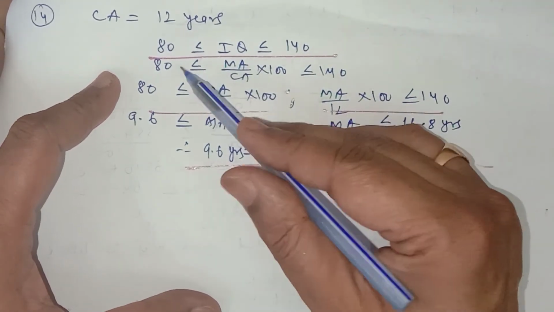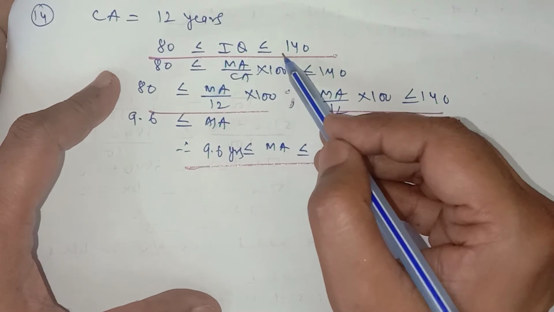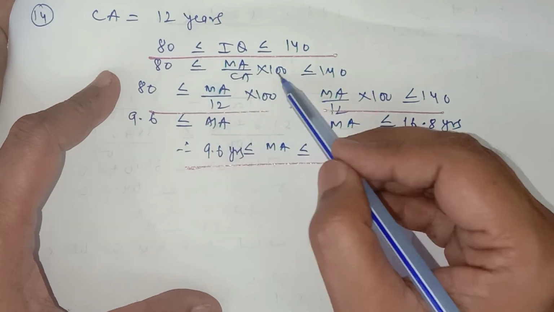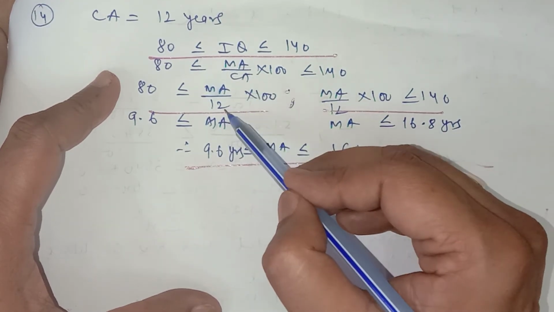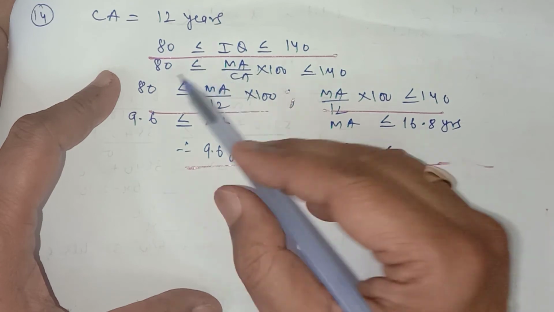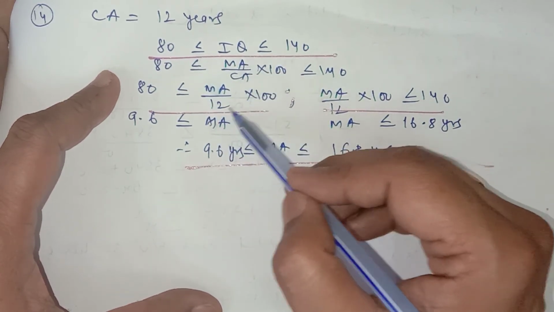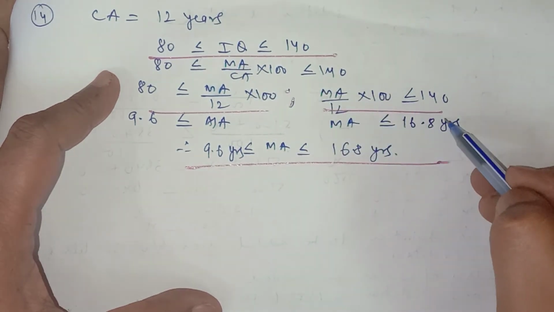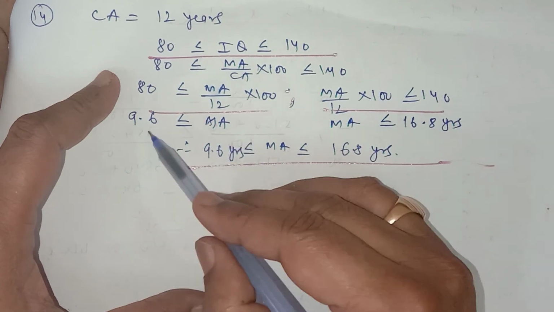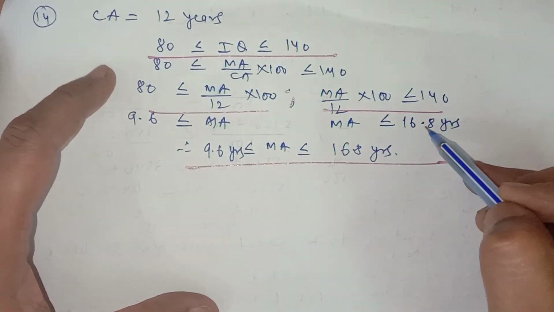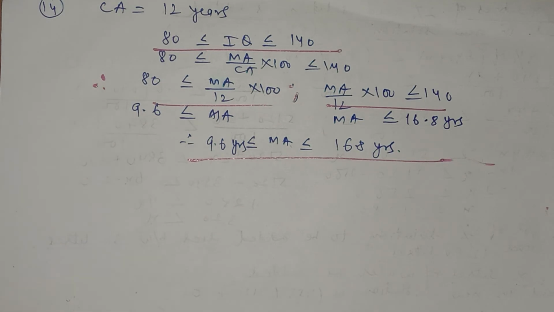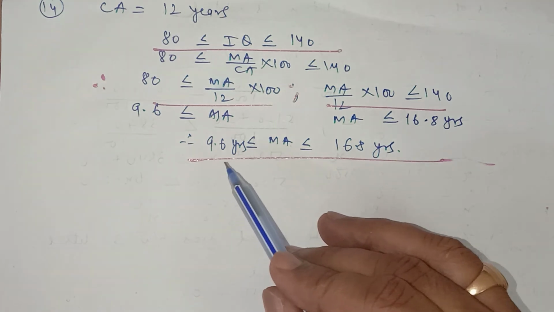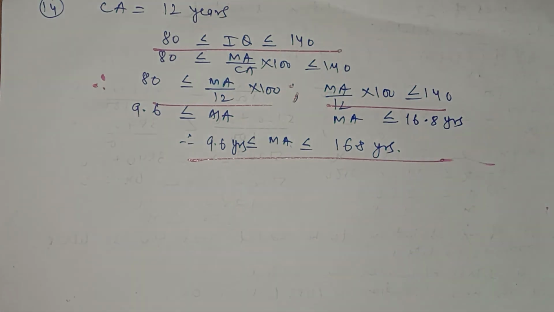Now IQ is given as from 80 to 140, so greater than or equal to, less than or equal to. The IQ formula is mental age upon chronological age into 100, and chronological age is given as 12 in the question. We have to find the mental age. So 80 less than or equal to mental age upon 12 into 100, and the second, mental age upon 12 into 100 less than or equal to 140. Solve it. You'll get the mental age greater than 9.6 and less than 16.8 years. So this is the range of mental age, from 9.6 years to 16.8 years.